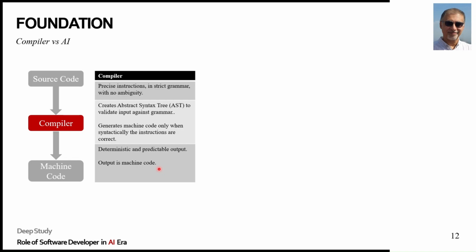When we say deterministic, I mean the compiler will generate the same code every time you give it the same source code. There is no randomness, there are no surprises, there are no variations. If your syntax is wrong, the compiler refuses to proceed. If your logic is incomplete, the compiler does not guess.